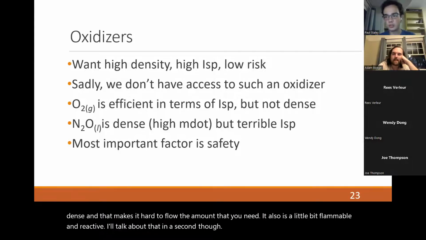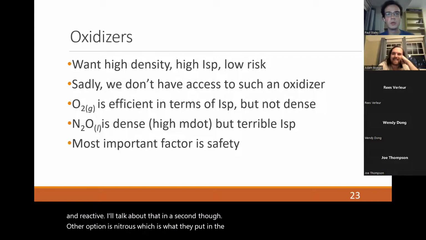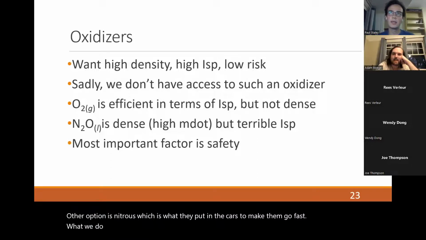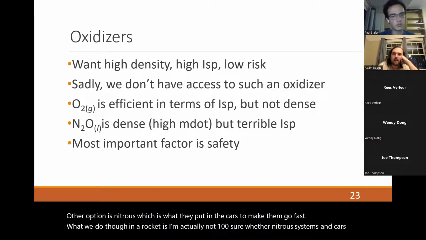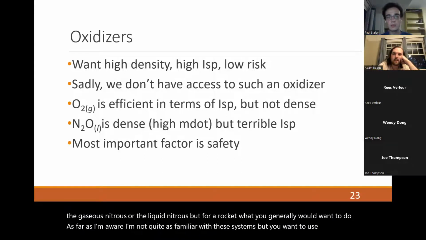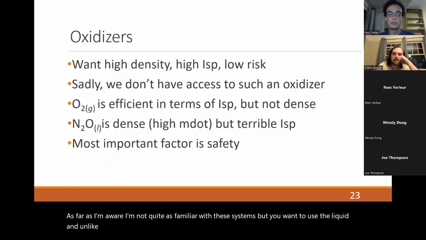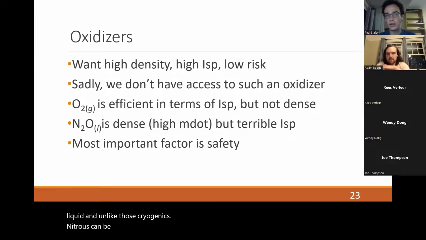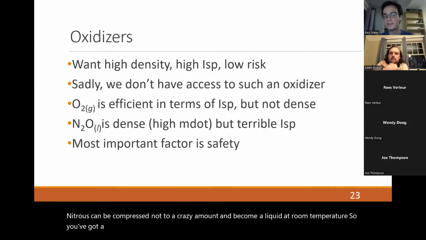The other option is nitrous, which is what they put in cars to make them go fast. I'm actually not 100% sure whether nitrous systems in cars use gaseous or liquid nitrous, but for a rocket, as far as I'm aware, and I'm not quite as familiar with these systems, you generally want to use the liquid. And unlike those cryogenics, nitrous can be compressed, not to a crazy amount, and become a liquid at room temperature. So you've got a compressed liquid that you can use, and that's really cool. It solves that m dot problem really easily. It's a great way to get a lot of it.